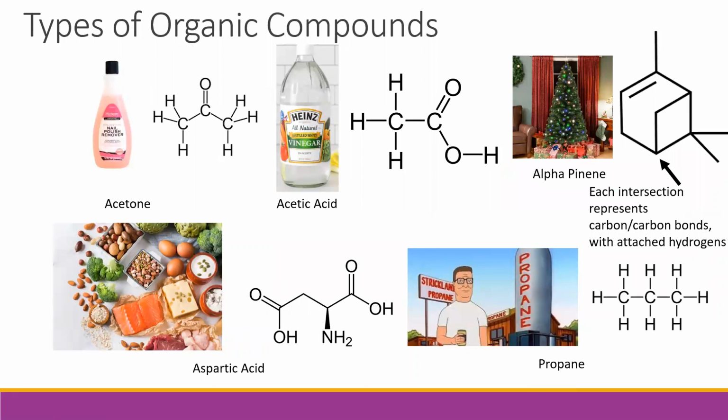Just to show how ubiquitous organic carbon is, these are compounds you can find in the atmosphere, but they're also found in our daily life. Acetone is an important component of nail polish remover. Acetic acid is an important compound of vinegar. Alpha pinene is part of that piney smell you get from your Christmas tree. Aspartic acid is an important component of amino acids and proteins. And Hank Hill's favorite organic compound in the atmosphere, propane, which is of course used for grilling.